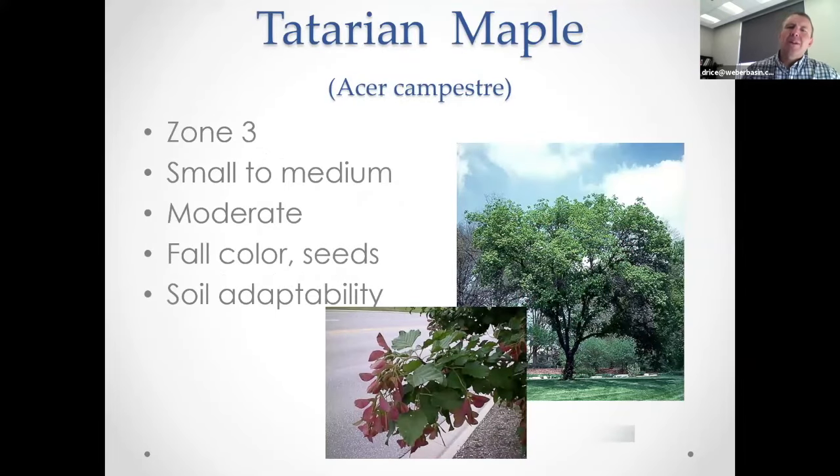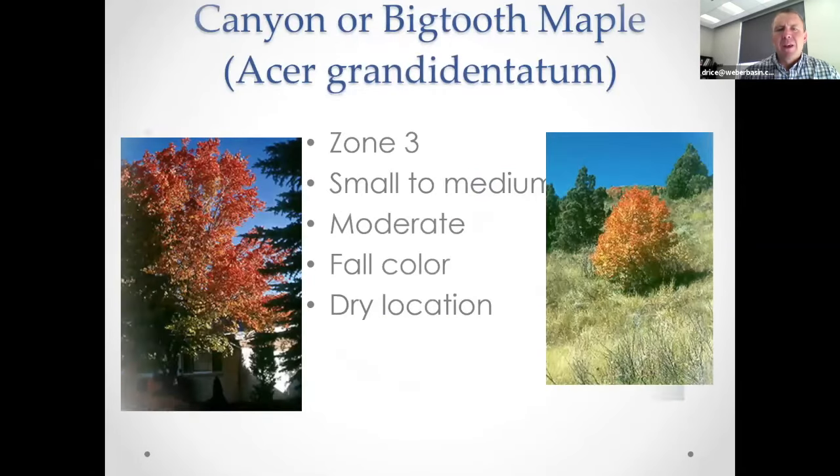I've already kind of talked about the Japanese maple. There's the Tatarian maple, small to medium, moderate growth, the fall colors, the seeds, soil adaptability. Overall, this is a great tree to use in a small landscape. Good strong wood. It's a good tree.